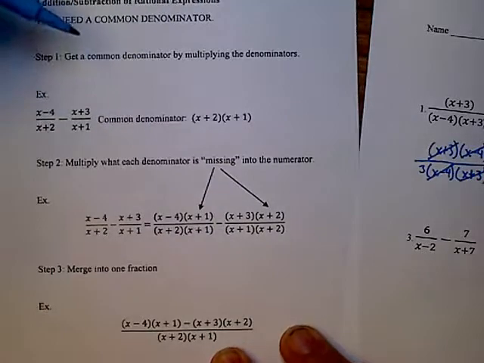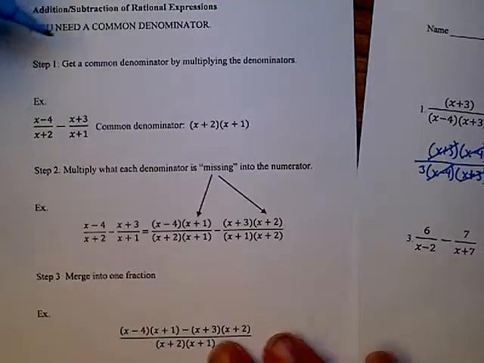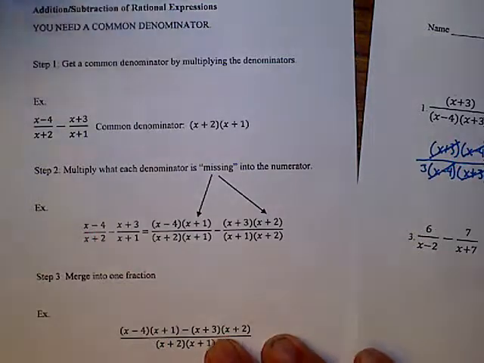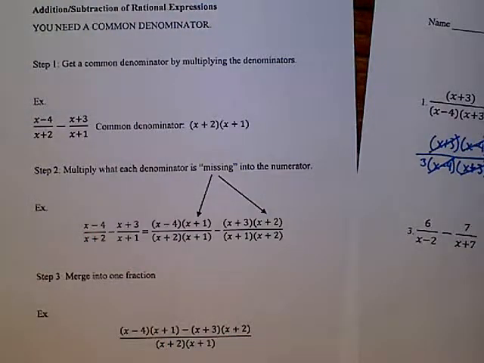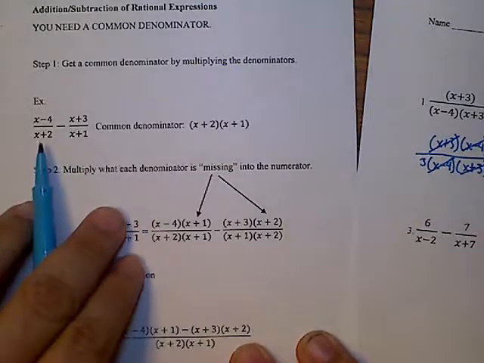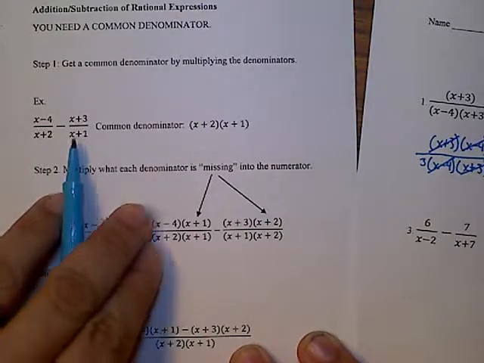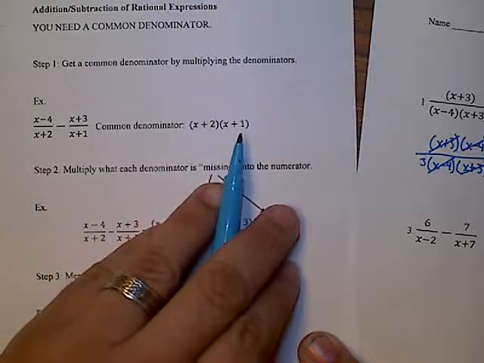But the problem with adding and subtracting fractions is that we've always had to get a common denominator. So in order to do that, we're not going to try to find a least common denominator here. All we're going to do is just multiply these two together. As you can see, our common denominator is x plus 2 times x plus 1.